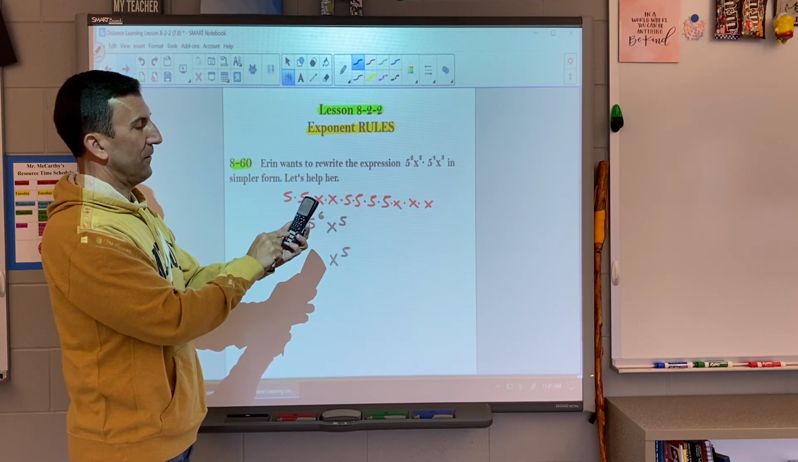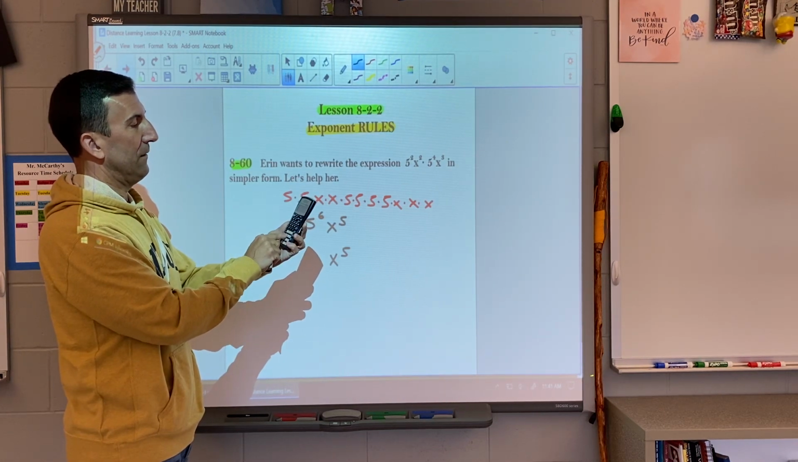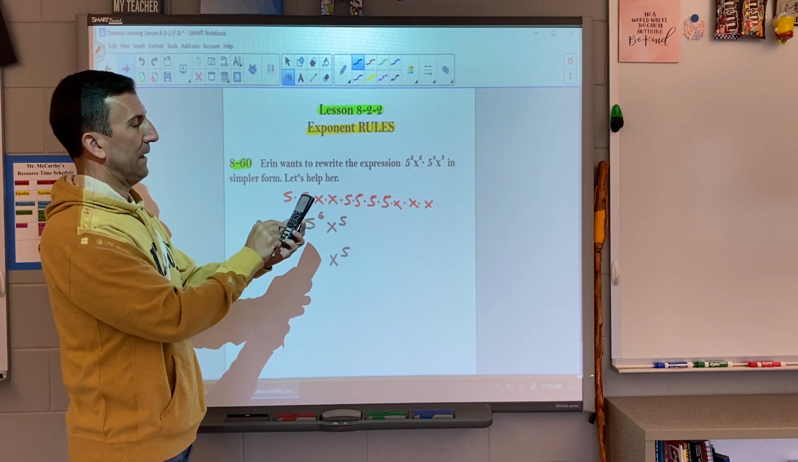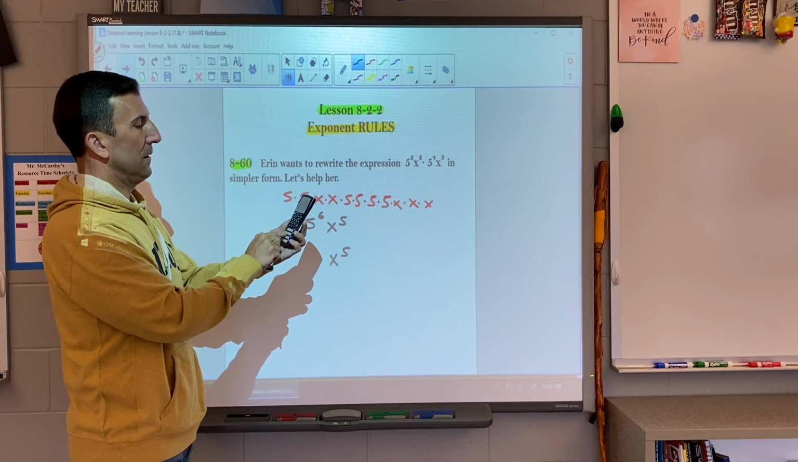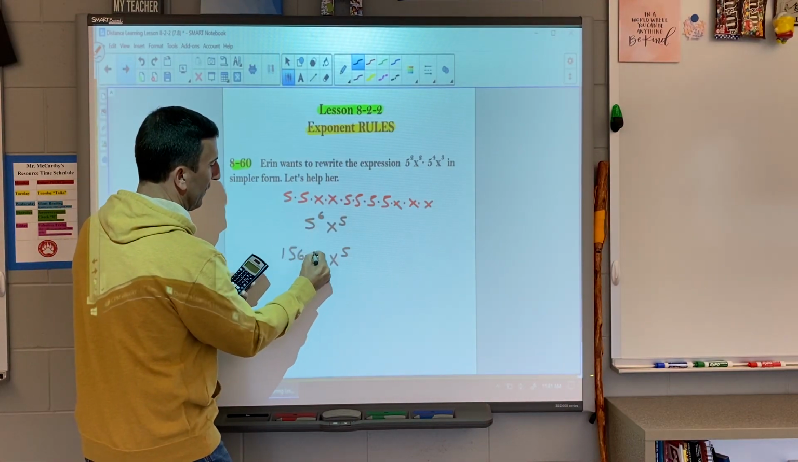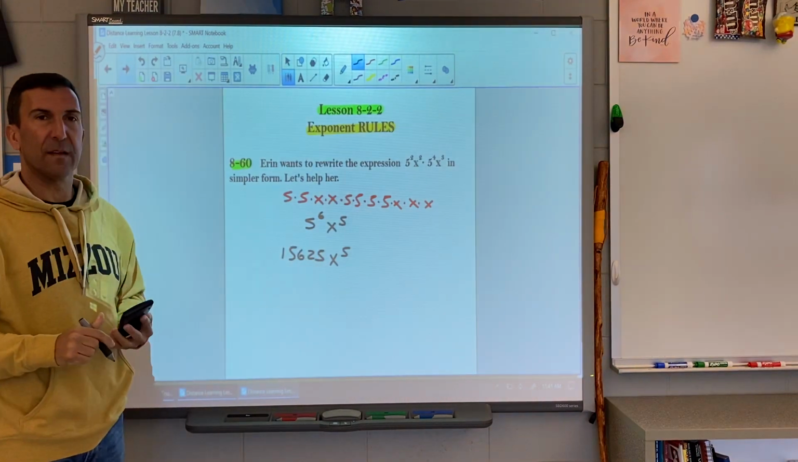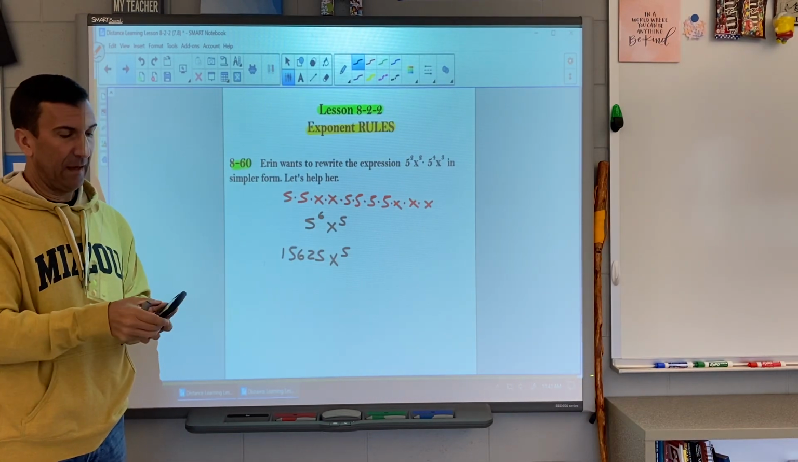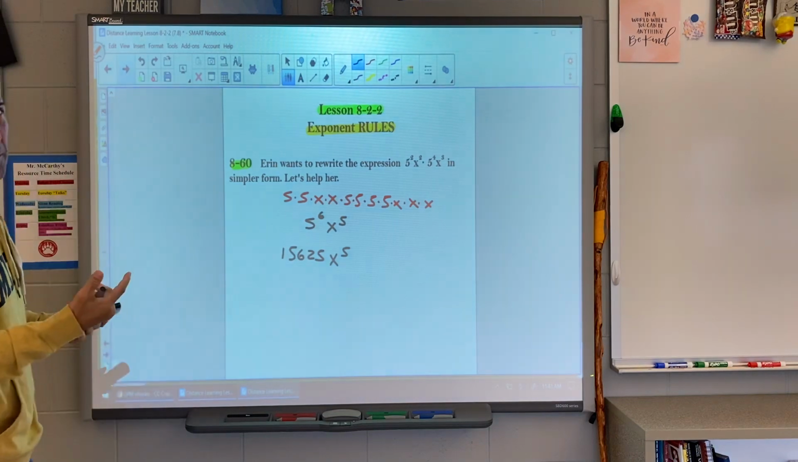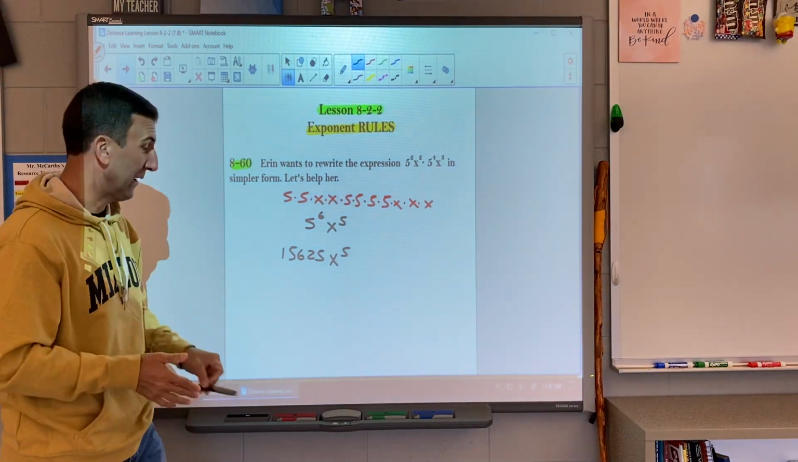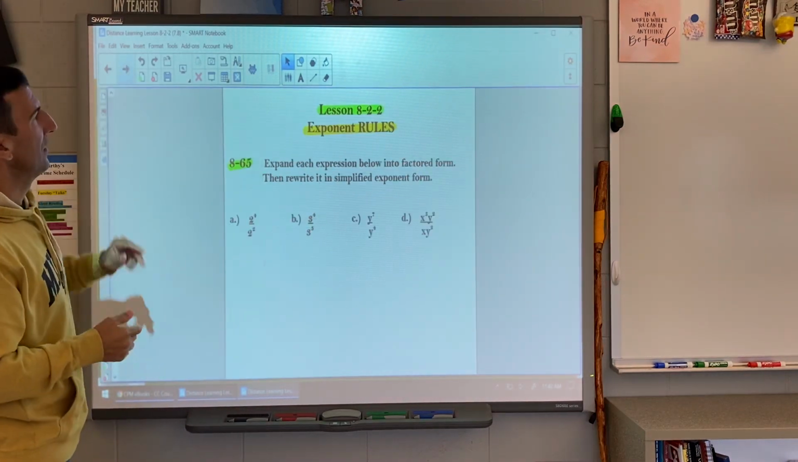So 5 times 5 times 5 times 5 is 5 times 5. Whoops, you gotta back that one up. And I should have my glasses on. 15,625. So hopefully you're practicing without the calculator, but that's okay if you're using it too, because the numbers are getting quite big. Hence why we use exponents and why we do scientific notation.